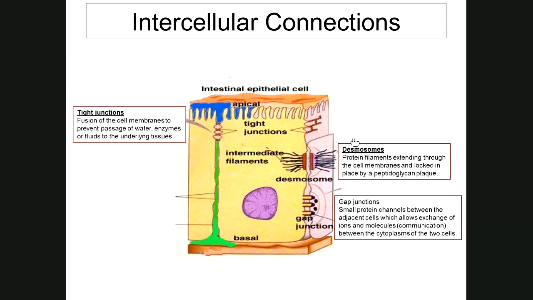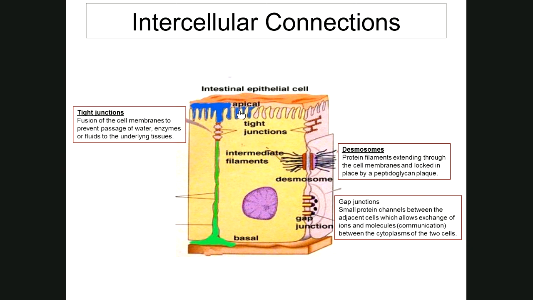Now, intercellular connections. We saw these in general biology, but I thought I needed to mention them in here too, because we will probably talk about one or two of these as we go through the rest of this. So intercellular connections, there are specialized attachment sites between epithelial cells themselves and the underlying tissues. These attachment sites are called cell junctions. And so let's look at some of these cell junctions.